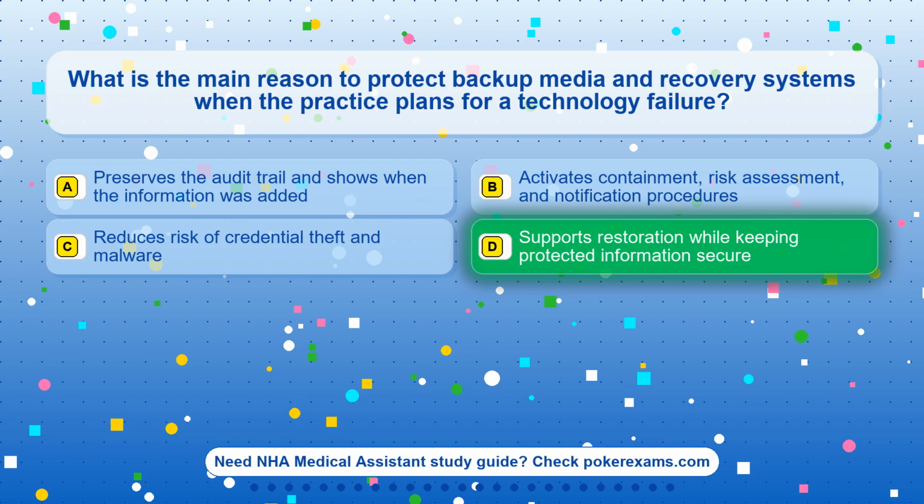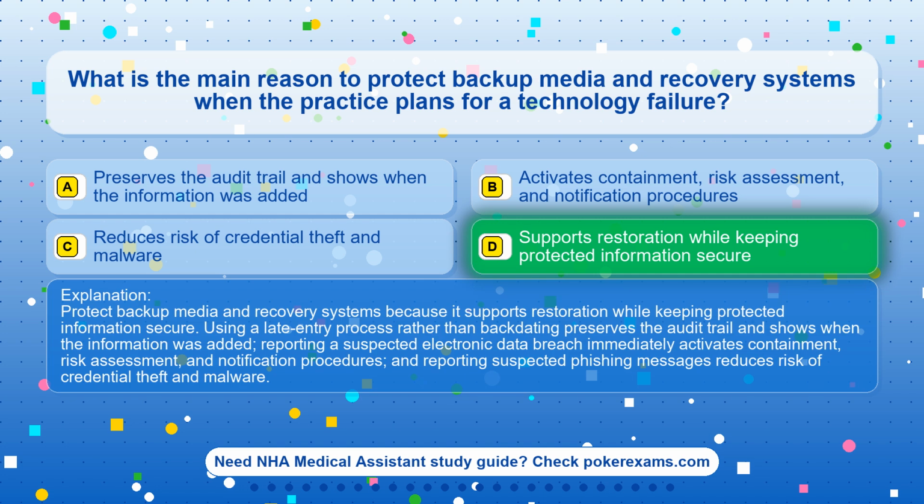The correct answer is option D. Supports restoration while keeping protected information secure. Protect backup media and recovery systems because it supports restoration while keeping protected information secure. Using a late-entry process rather than backdating preserves the audit trail and shows when the information was added. Reporting a suspected electronic data breach immediately activates containment, risk assessment, and notification procedures. And reporting suspected phishing messages reduces risk of credential theft and malware.